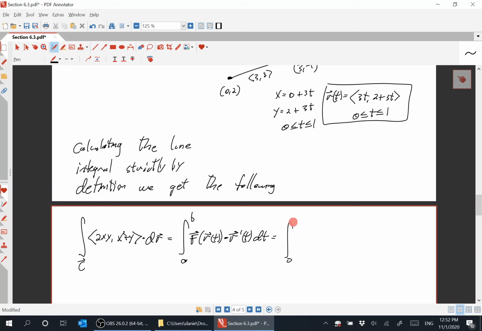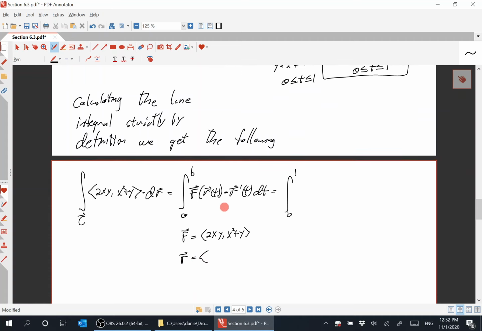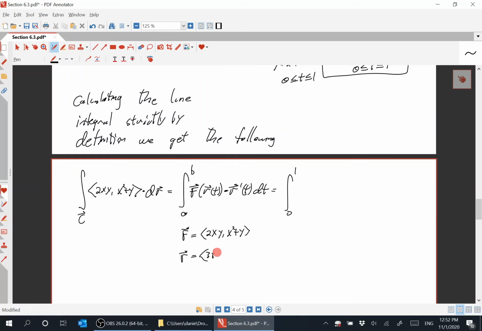So it's the integral from 0 to 1. Right, what's F of r? Well, F is equal to 2xy, x squared plus y, and r is equal to 3t, 2 plus 3t.